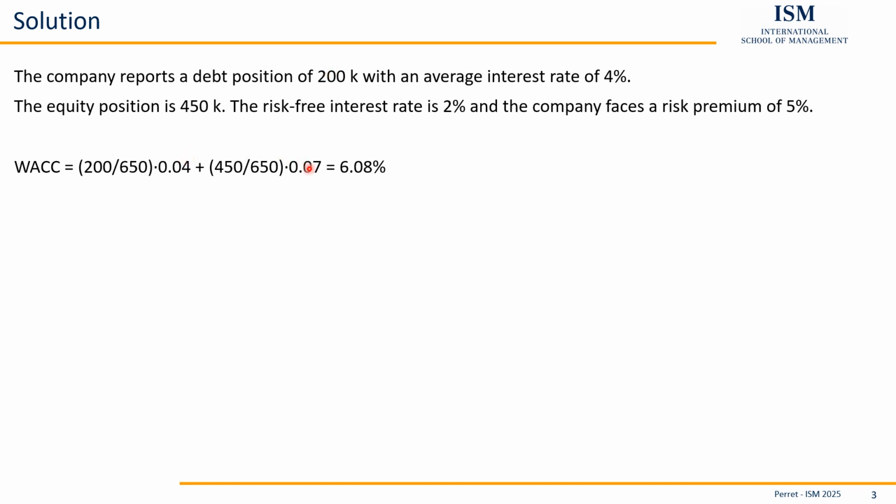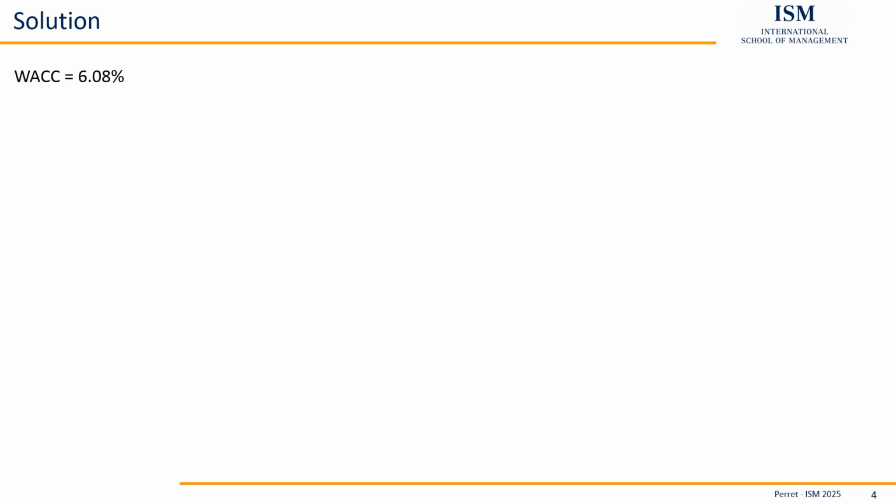And the cost for equity is the sum of the risk-free interest rate and the risk premium. So here 7%. And then I can calculate this, giving me a weighted average of 6.08%. And that's the interest rate I'm going to use in the next calculations when I want to determine the entity and equity value of this company. So here, this is the WACC.